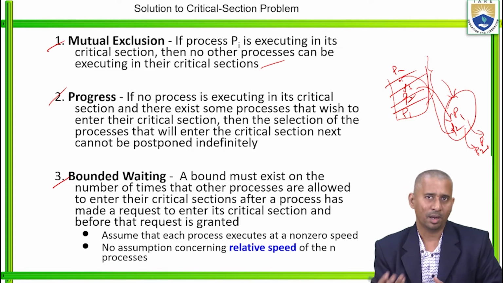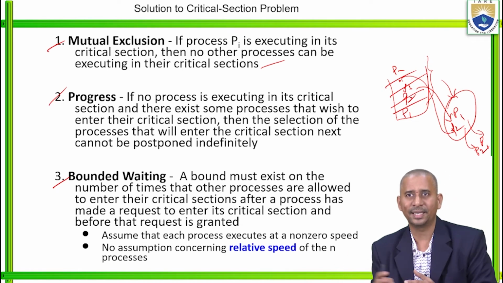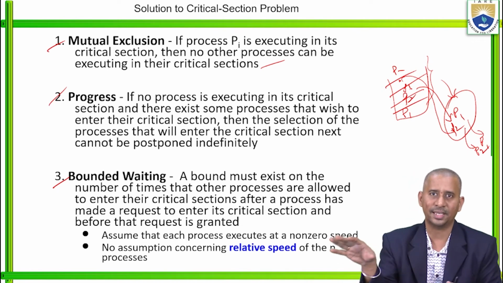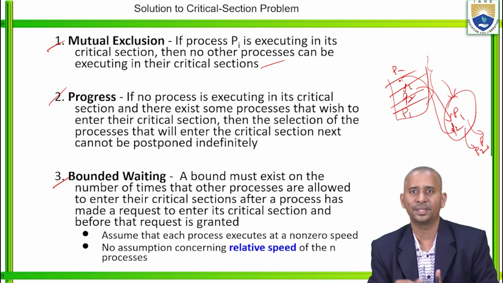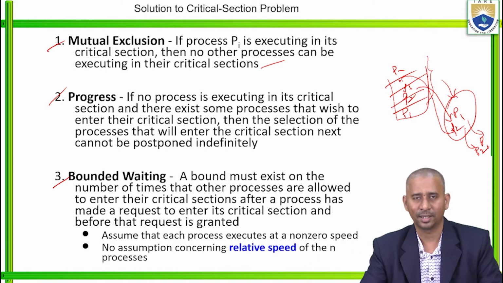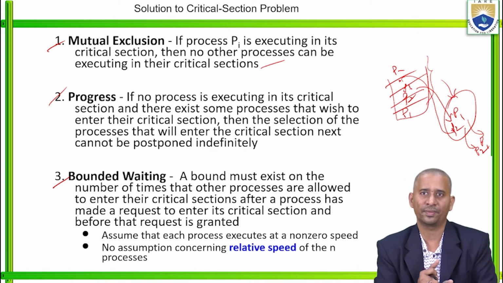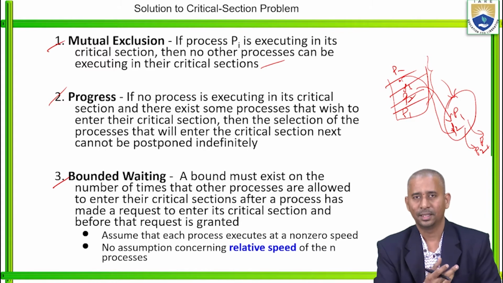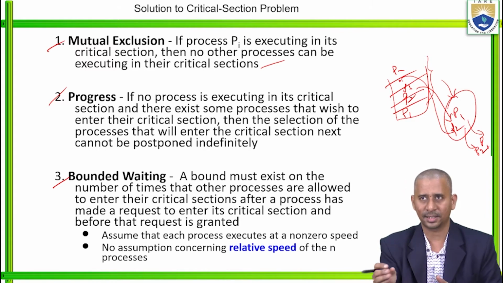Other processes are allowed to enter their critical sections once a process has made a request to enter into its critical section, before that request is granted. So that is bounded waiting. So definitely a bound must exist on the number of times. Right. See, for example, let us take the same example.